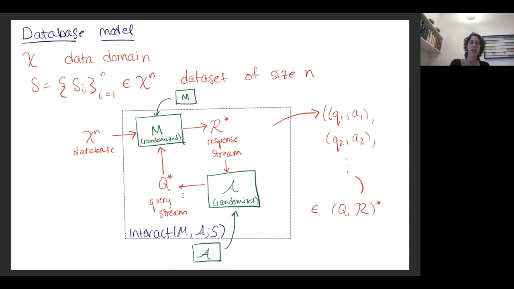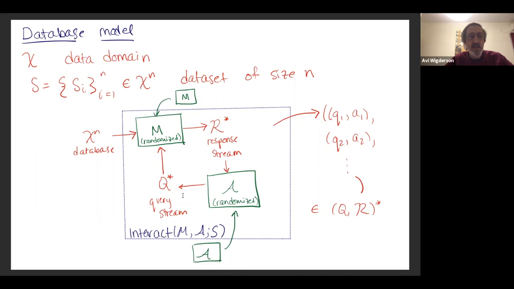The mechanism can be randomized, the analyst can be randomized, and Interact is our way of thinking about the process that takes in a mechanism, something that generates queries, and a database, and tells us what comes out as a result. Okay. And Katrina, question.